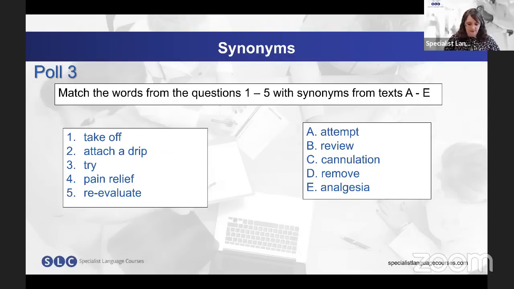So again, you can use your grammar knowledge here. Notice which ones are verbs, which ones are noun phrases.